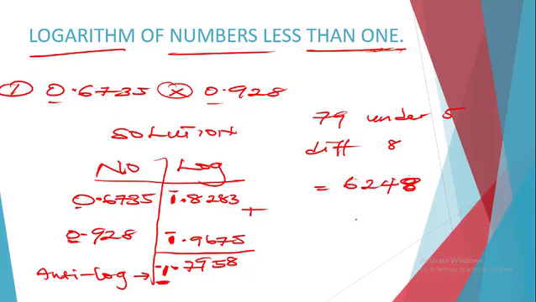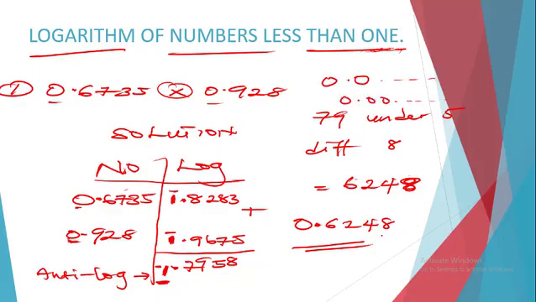Now what is the work of this bar 1? The number in front of the decimal determines where to place our decimal point, and since it is bar 1, it means you should add 0 first before you add your decimal point. So we have 0 point, this number here 6248. Assuming we had bar 2, it will then be 0.0 before the number. If it is bar 3, it will be 0.00 before the number. That's the way it works, and this is just the answer.